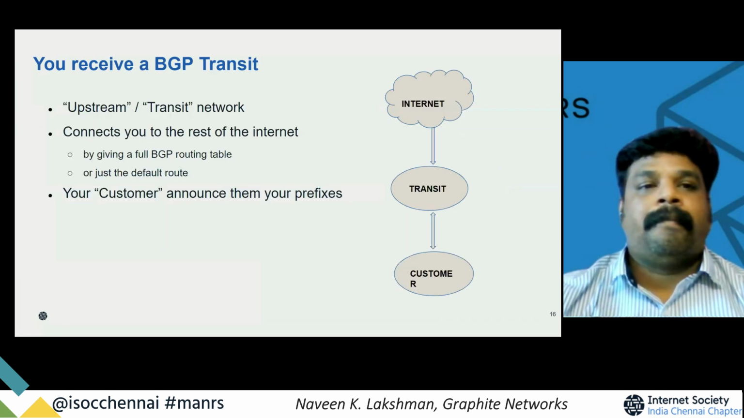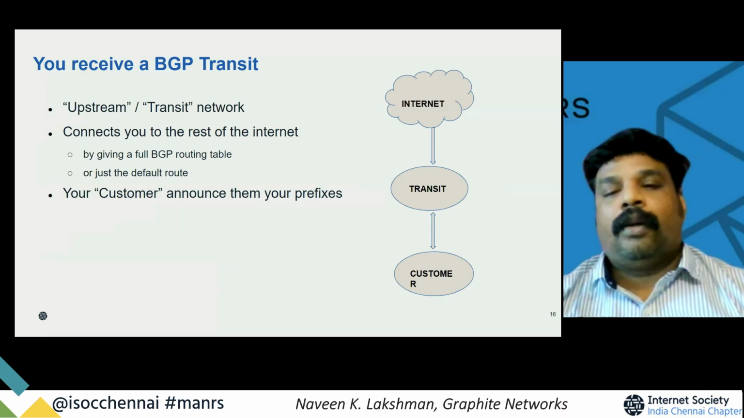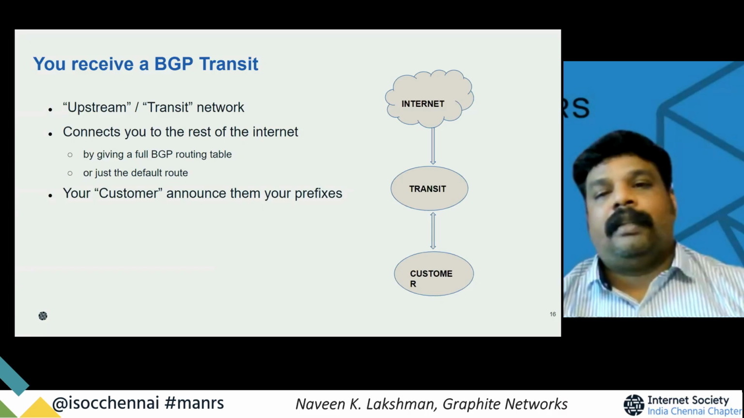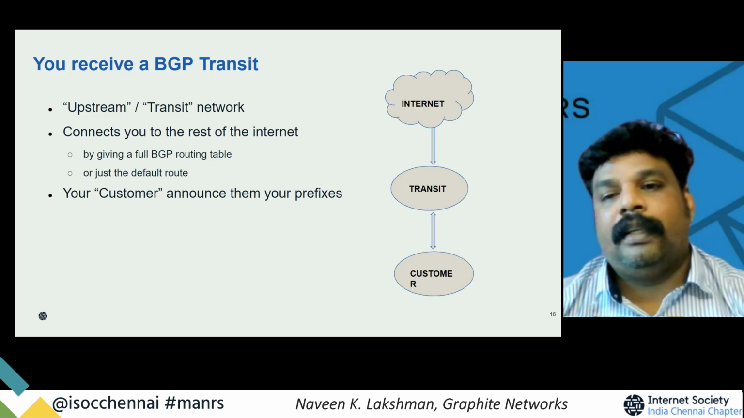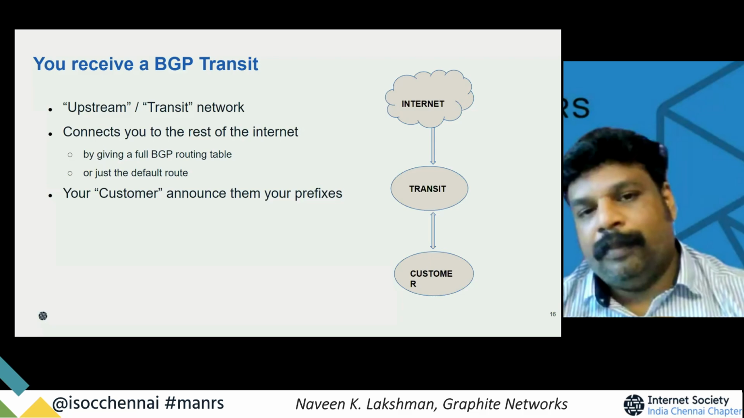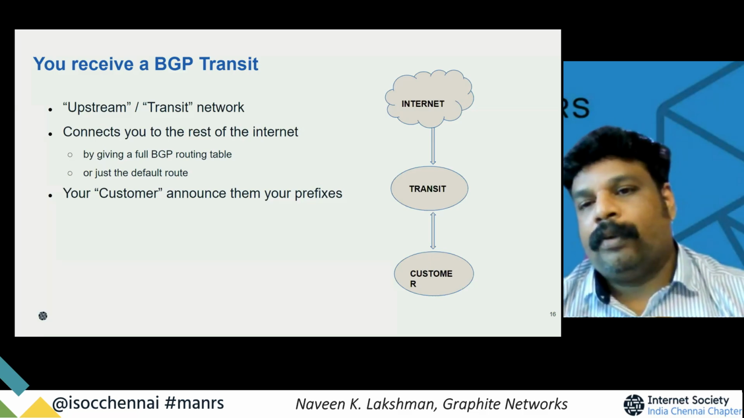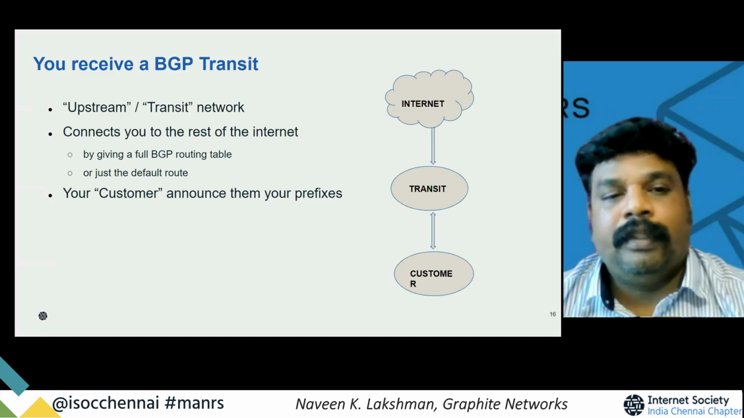A customer network would be something like this. As a customer, you want to reach the internet, so you might have to get transit from a large transit provider. For a customer running BGP, you could get a default route. I'll show you what a default route is when I start doing the labs.